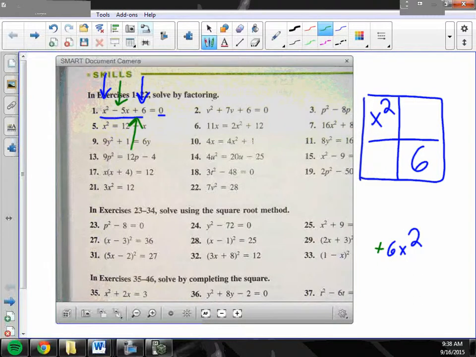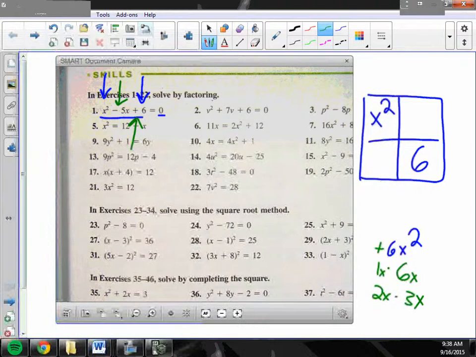So if we look at the factors of 6, our options are 1 times 6, so 1x times 6x, or 2x times 3x. Does one of those create a negative 5? So negative 2 and negative 3, what about 1 and negative 6? Right, they both have to be negative, so if both of those are negative, it doesn't work. If both of those are negative, it does work. So I have negative 2x and negative 3x. Do you remember what you do from here?